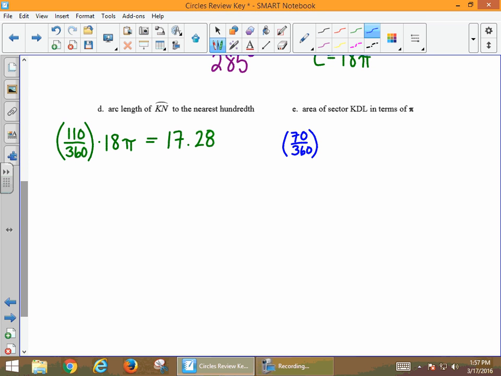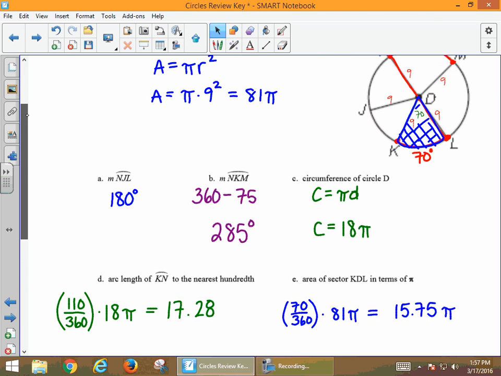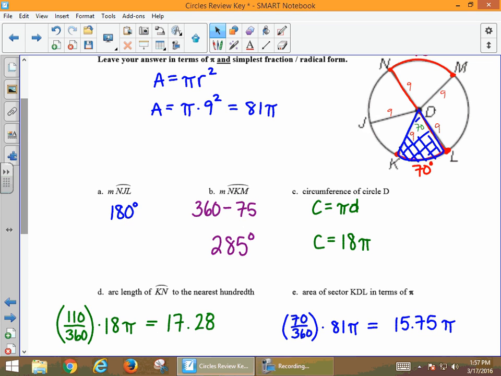And I multiply it by the area, which we said was 81 pi. That is the area of the entire circle. Leave in terms of pi just means in my calculator I'll do 70, divide it by 360, and then multiply by 81. And I would get 15.75 pi. And again, if you wanted to see that as a number, I would take 15.75 and multiply it by 3.14. That takes care of question number 2.